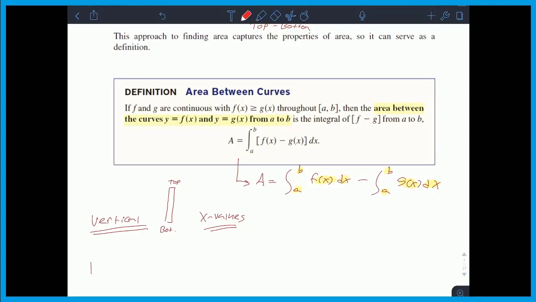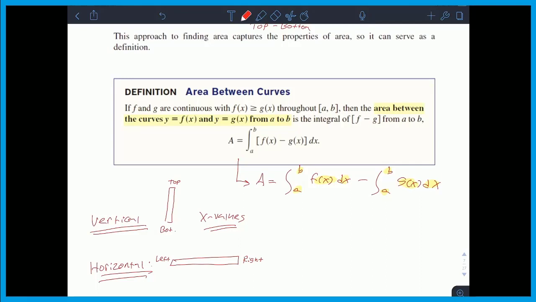However, you can also do these problems another way. And that is to instead draw your rectangles parallel to the x-axis instead of perpendicular. You can draw them like this. And you'll notice that these rectangles don't have a top and a bottom anymore. They have a right curve and a left curve.